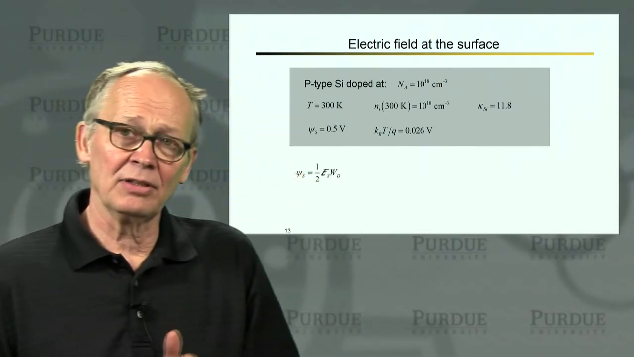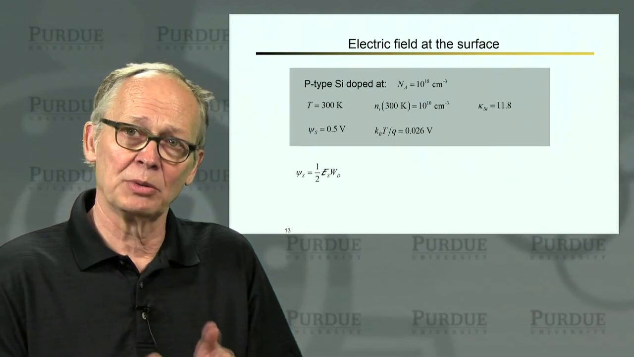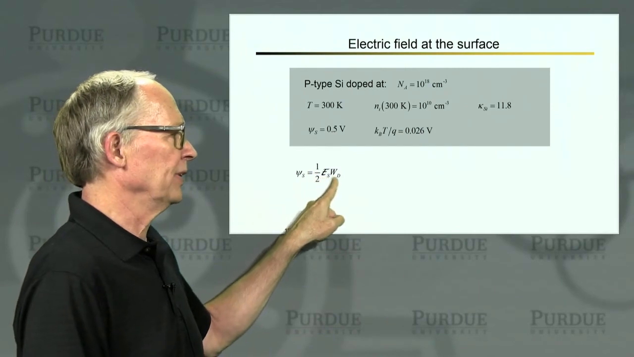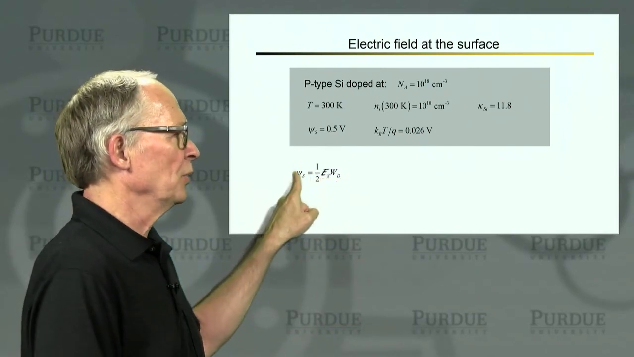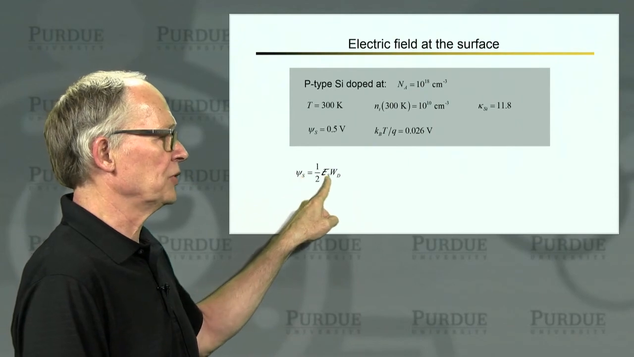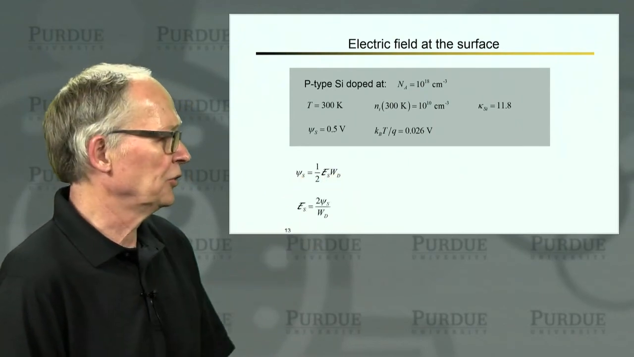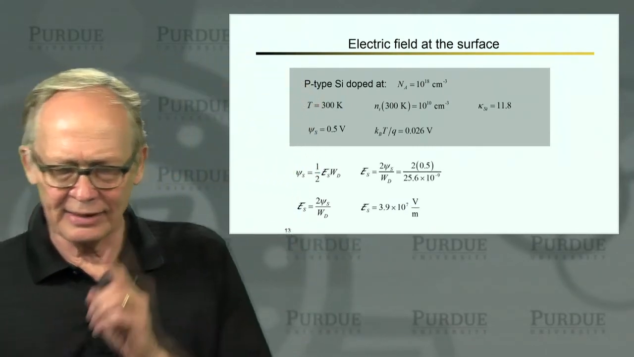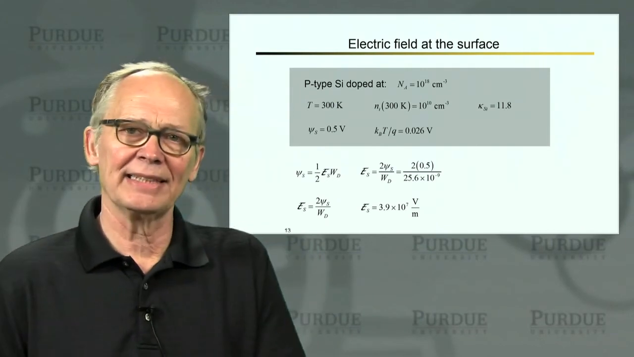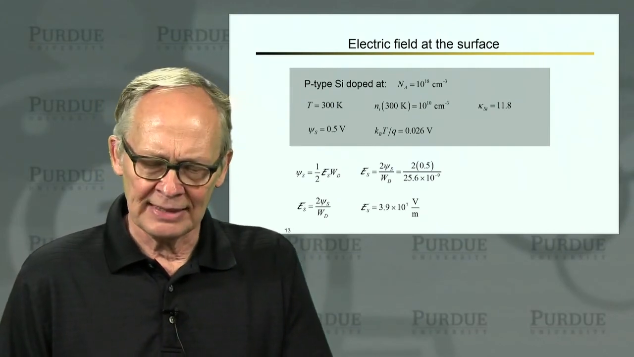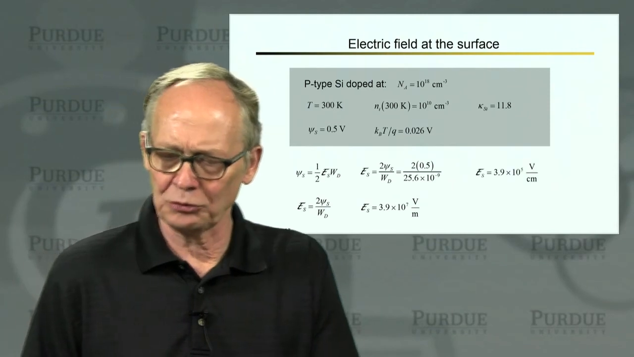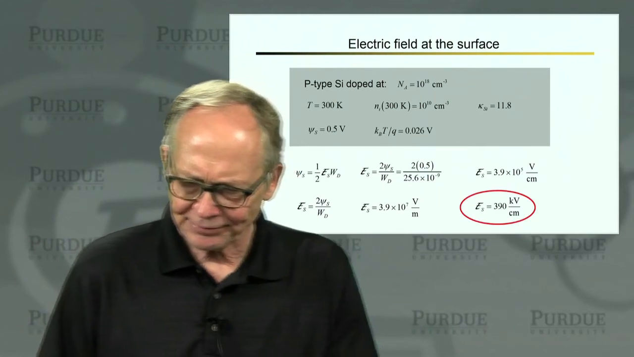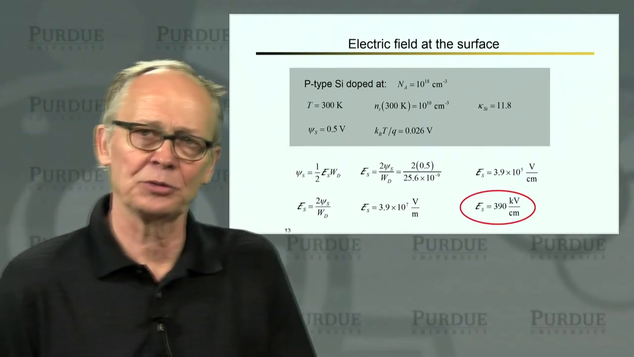We can also get the electric field. Remember, the electric field and the potential were related by the area under that triangle. So the potential was 1/2 peak field times depth of depletion layer. We were given this surface potential. We've just computed the depletion layer depth. We can solve for the electric field, plug in numbers, and once we do that, we will find that the electric field is 3.9 times 10 to the 7th volts per meter. Semiconductor people like to quote things in volts per centimeter. So 3.9 times 10 to the 5th volts per centimeter, or 390 kilovolts per centimeter.